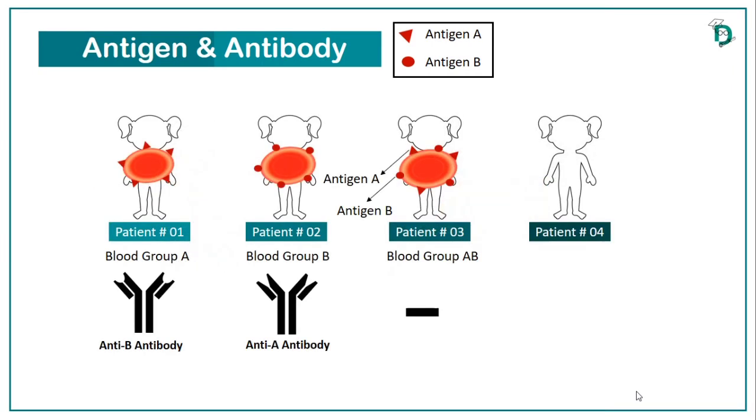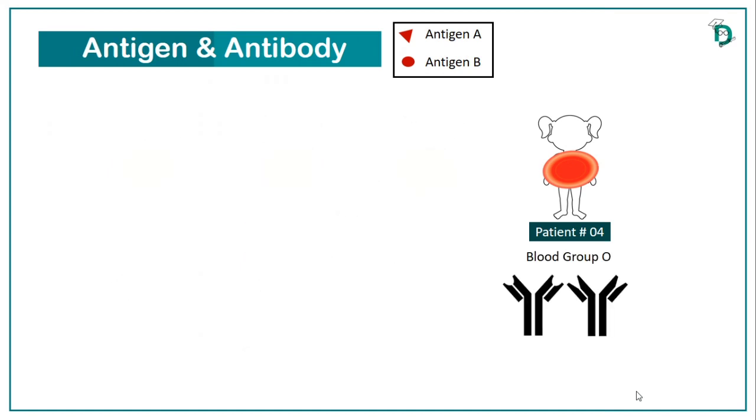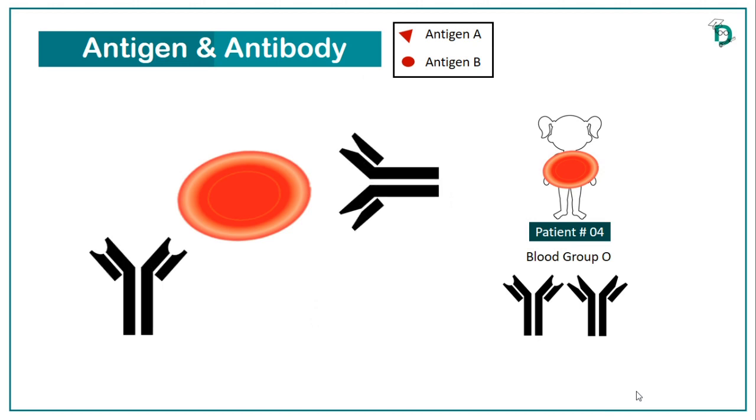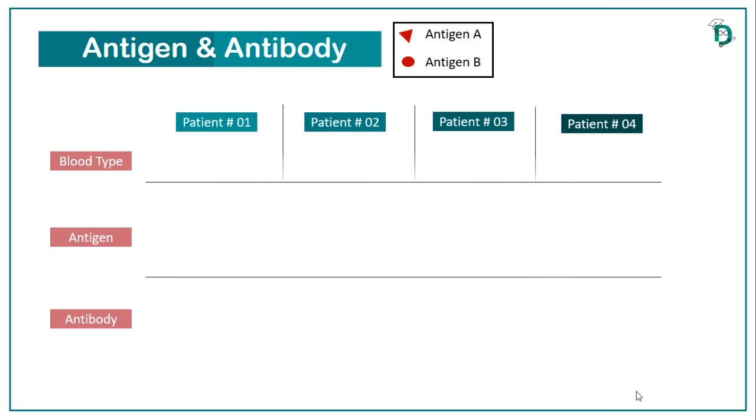Now the fourth person with blood group O has neither antigen A nor antigen B on RBCs. Plasma in the blood of this person has both antibodies, anti-A antibody and anti-B antibody. Because none of the antigens are present, the presence of both antibodies is not dangerous and they will not attack RBCs. Now let's conclude and make one table for all that we have studied till now.